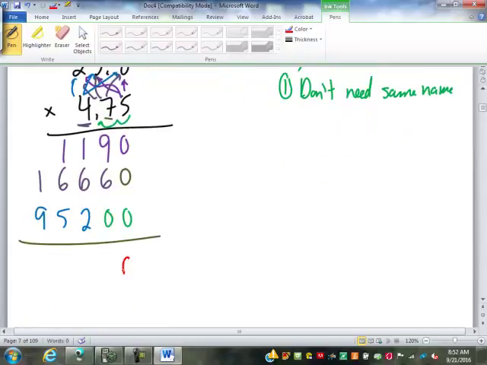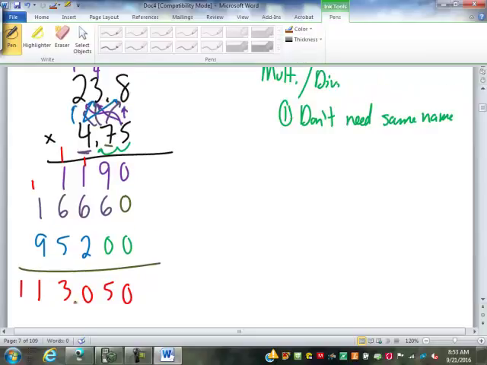I've got a 0, but I'm going to keep it there because it's going to be important to keep that there. 9 and 6 is 15, so carry the 1. 2, 8, 10, so 0, carry the 1. 1, 2, 8, 13, 3, carry the 1. 11, carry the 1. Where's my decimal point go? Yeah, between the 3 and the 0.